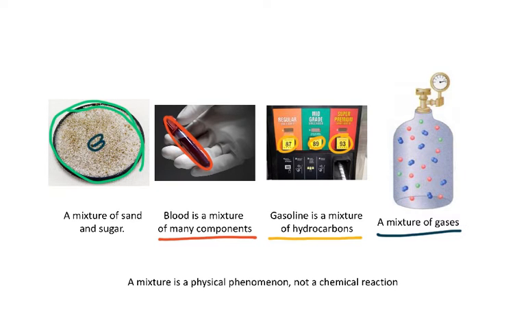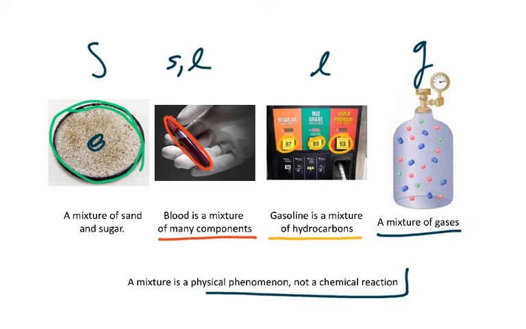It could be solid, could be liquids, could be gases, and it could be a combination of solids and liquids. But the important thing is it's a mixture. A mixture is a physical phenomenon, not chemical. Okay, but it's still really important in chemistry.